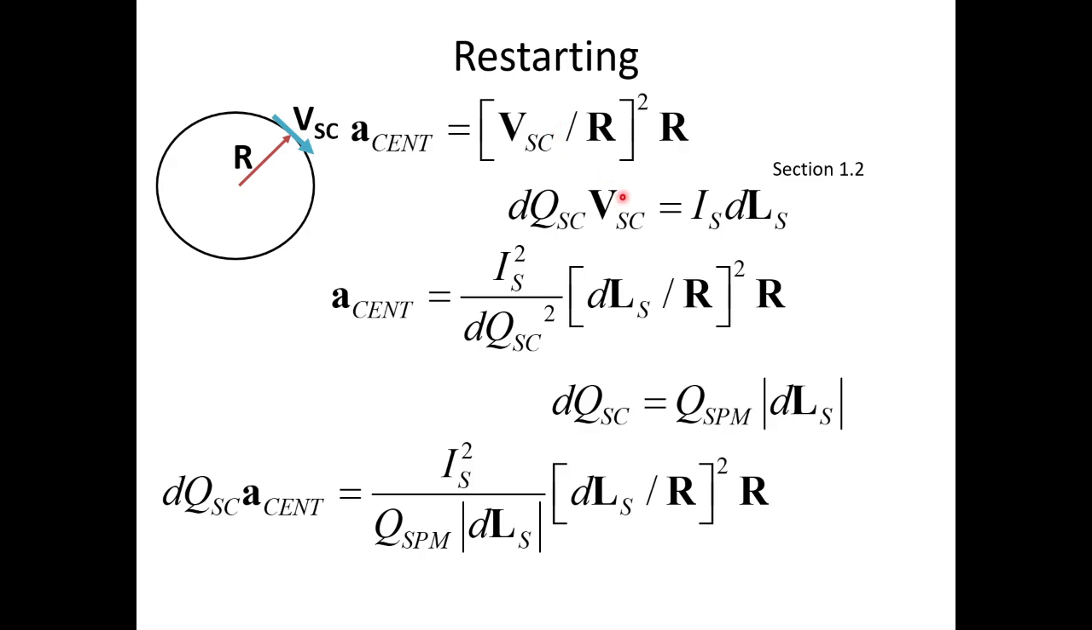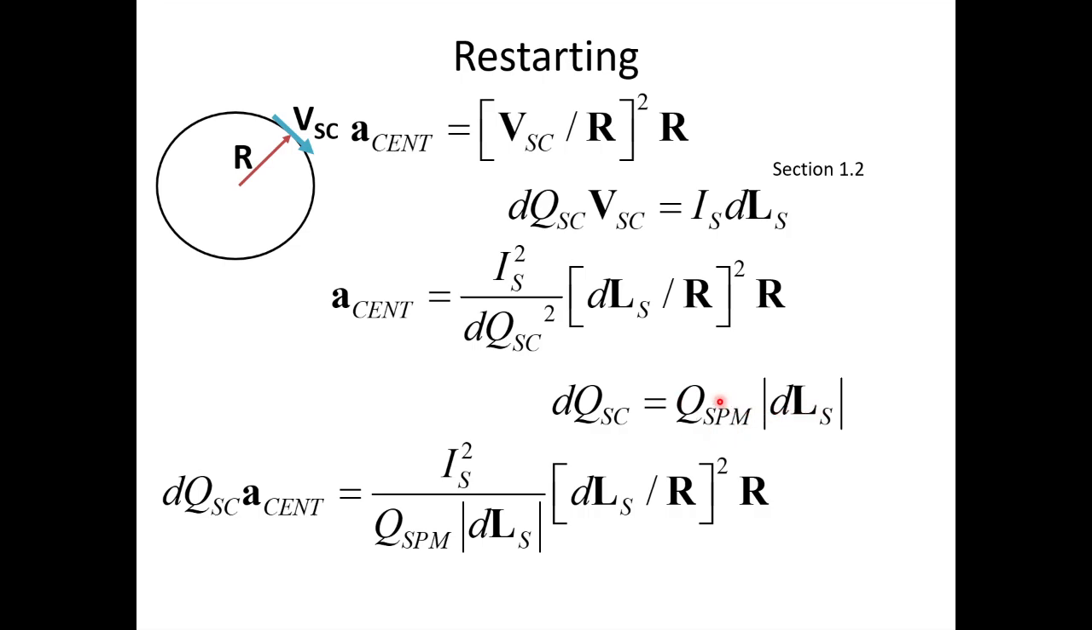First thing we're going to do, though, is take this point-to-fragment conversion identity, solve for VSC, and then substitute it into there. That's this here, and we pulled out the scalars. Next, in order to get this into a charge acceleration, we're going to multiply both sides by DSC. That gives us a singular DSC here. And then we're going to substitute the DSC with QSPM times DLS.